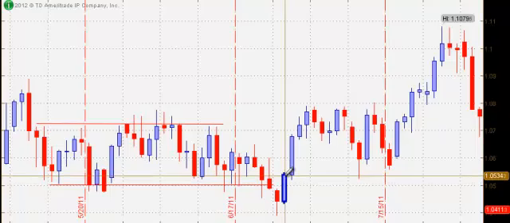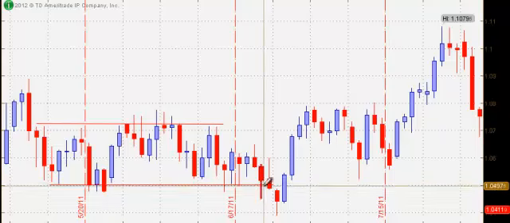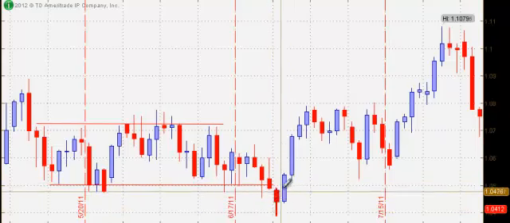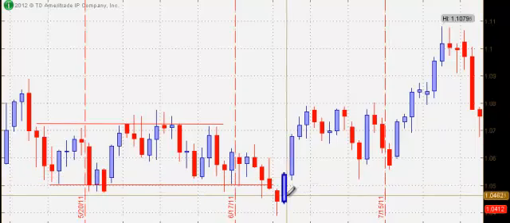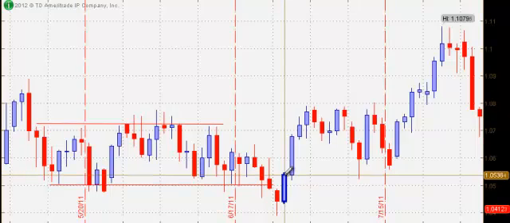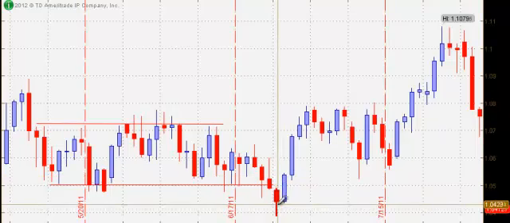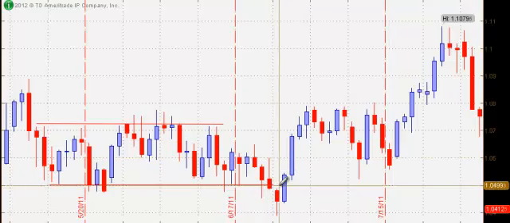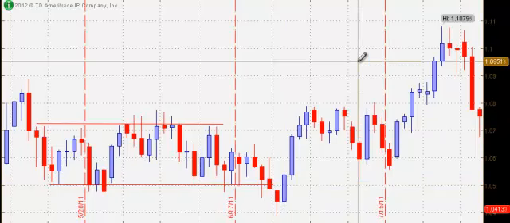So whenever you see a false breakout, you want to trade in the opposite direction of the breakout. In this case, the breakout was to the downside, so you want to buy the false breakout. There was a buy signal right here, because usually when you see a false breakout to the downside, the currency pair tends to move a lot higher. And as you can see here, it went from 1.05 to 1.10.